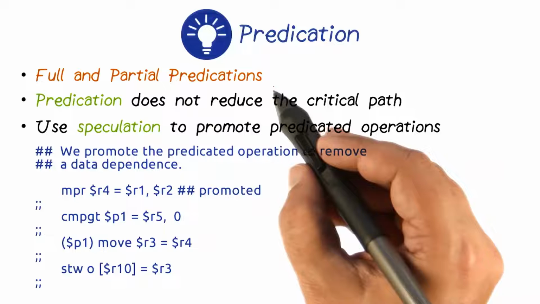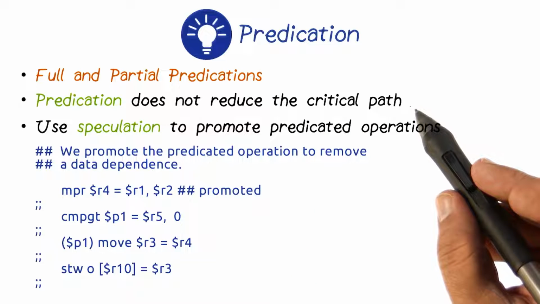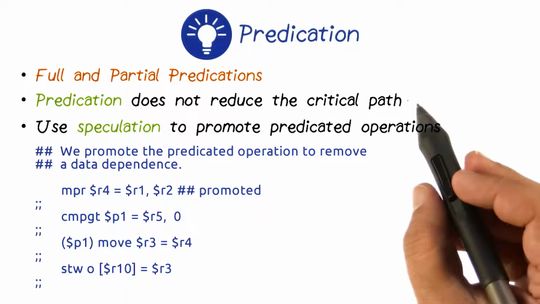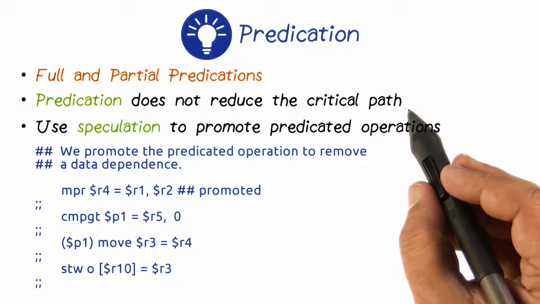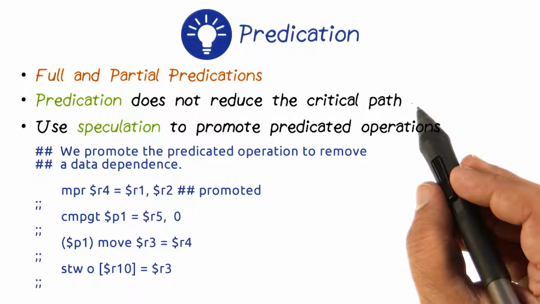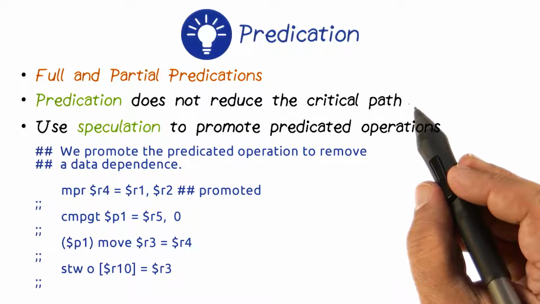So we have talked about full and partial predication. However, one of the things that you must understand is, unlike speculation, predication does not reduce the critical path. In other words, it does not improve the latency, because the operations execute where they are, and therefore we do not incur any reduction of the critical path.